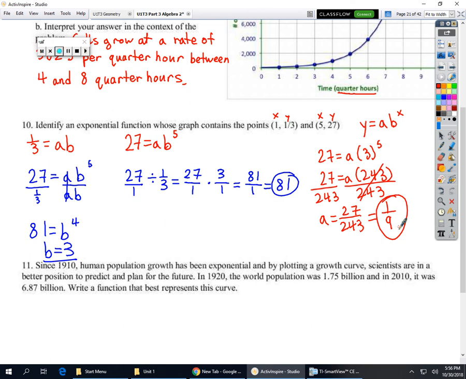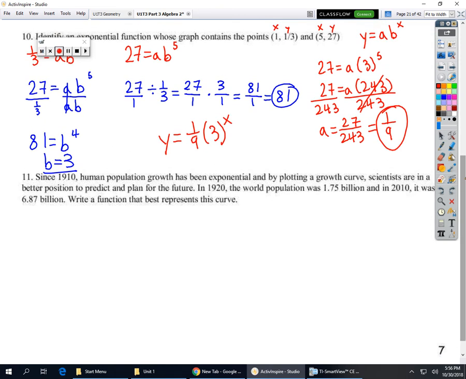All right, let's finally put it into equation. Y equals 1 over 9, 3 to the x. It may have been actually easier to use the first one. Okay, remember, this is your answer, not everything else. That's just the work. You could probably stop the video now.